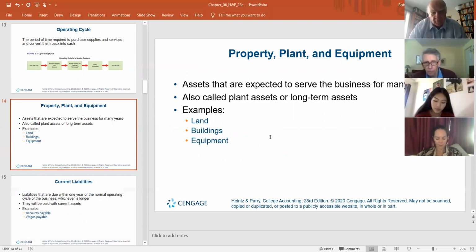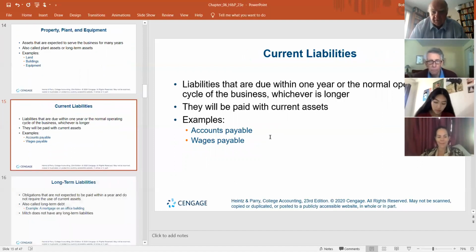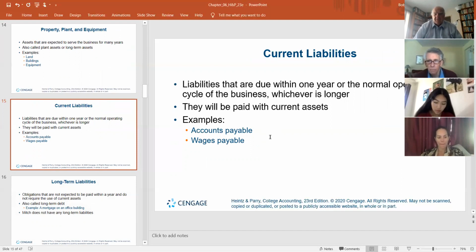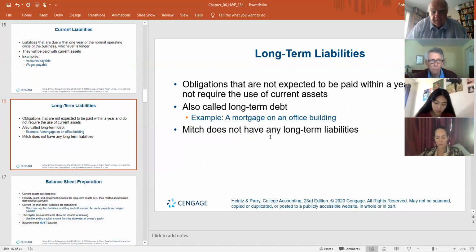Land, building, equipment, your fixed assets. They will be around for years to come, providing us benefits. That machine we bought for $1 million last year, that's going to last 30 years pumping out our product for us. Current liabilities. Classic accounts payable, typically 30 days for the most part. Accounts payable, wages payable, you certainly don't wait a year to pay your employees.